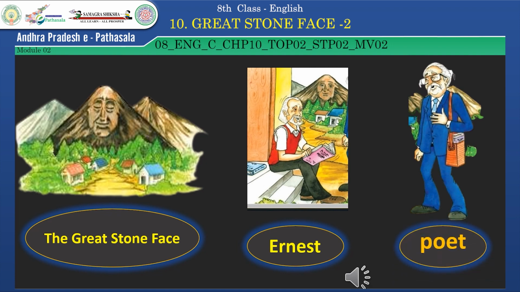Children, do you know the man in the first picture? Yes, you're right. He is the Great Stone Face. Do you remember the name of the person who is holding a book? Good. He is Ernest. Children, let me know the name of the character of the man in the third picture. Absolutely correct. He is Poet. So, I think all of you are very eager to know what will be the next story. Before going to the lesson, we will see an overview of the lesson. Okay?